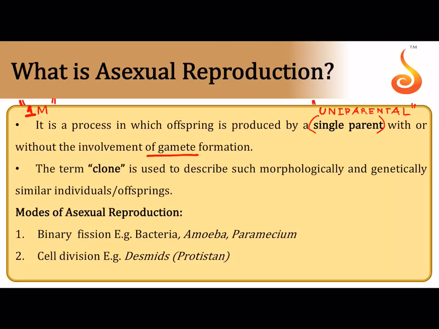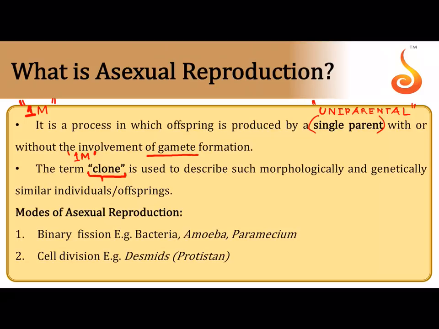Now you can imagine if there is a single parent and a single parent is producing offsprings, then all the offsprings which are produced by the parent will be exactly identical to the parent and to themselves. So what do we call such a group of individuals which are very similar or identical, which are copies of each other? We call them clones. Again, a very important definition question. How do you define a clone?